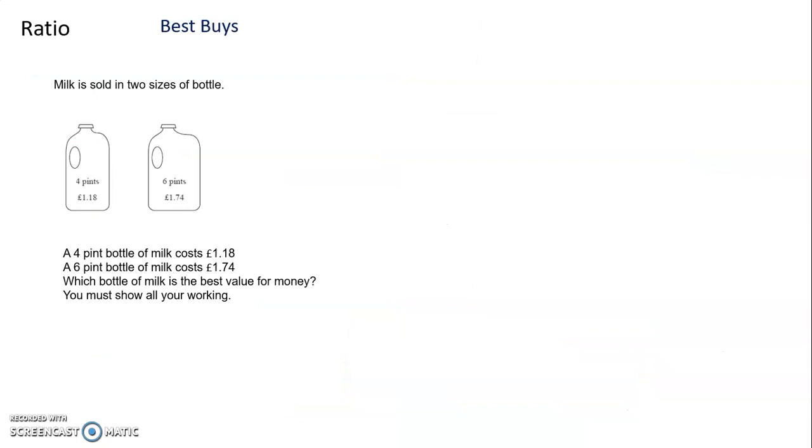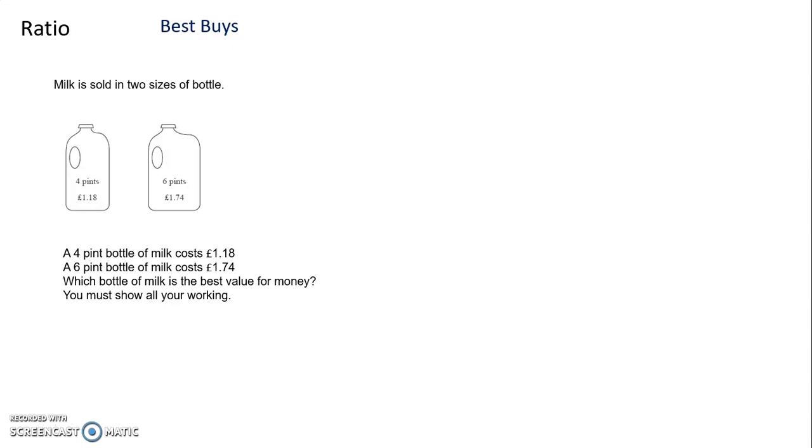And now we're going to move on to today's work, which is best buys. So this is another type of ratio question that is going to involve a proportional reasoning grid. So we're told milk is sold in 2 sizes of bottle, 4 pints, which cost £1.18, and 6 pints, which cost £1.74. And we're asked to find which bottle of milk is the best value for money. And we've got to show all of our working.